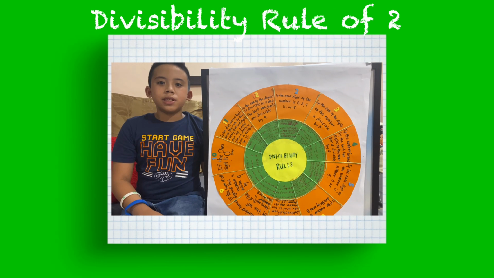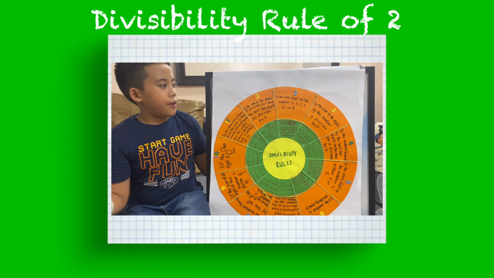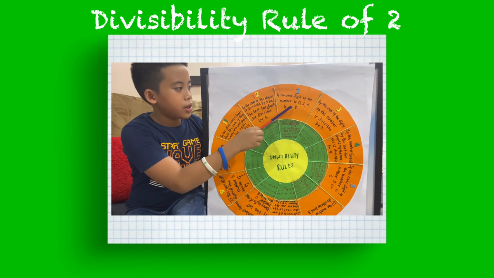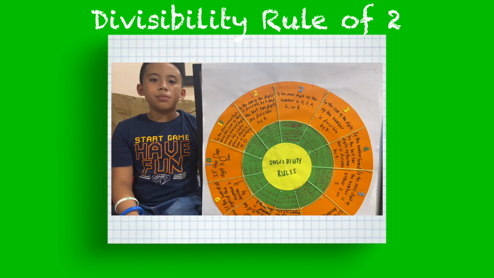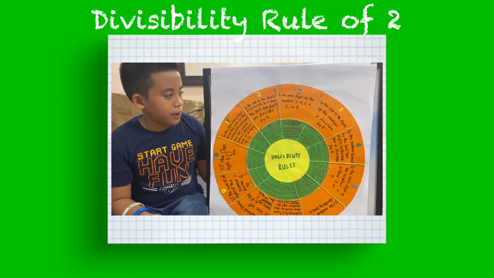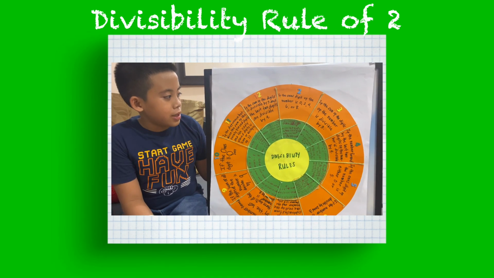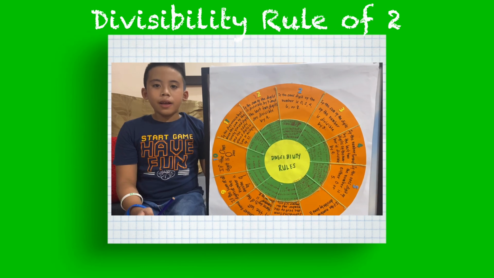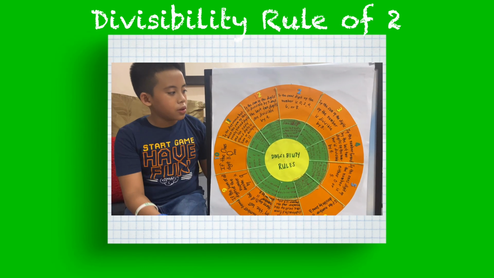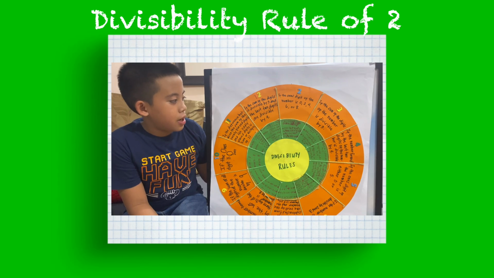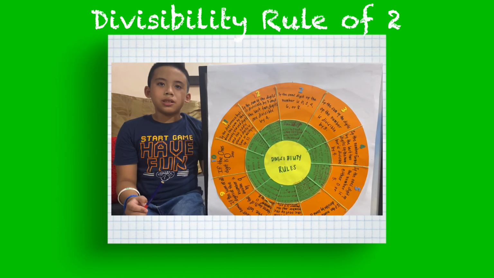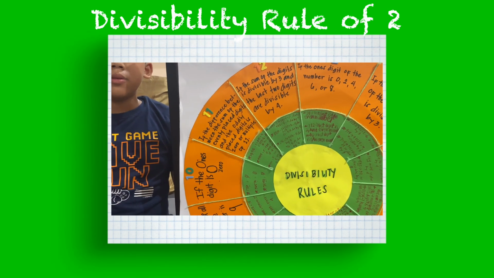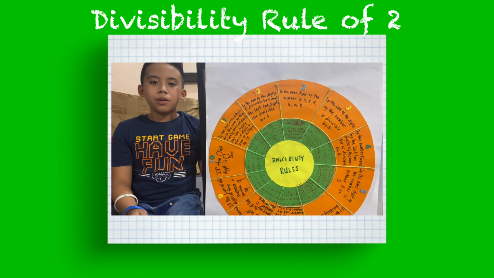Let's start with divisibility rule number 2. If the ones digit of the number is 0, 2, 4, 6, or 8, it is divisible by 2. Example, 24. The ones digit is 4 and 4 is divisible by 2. Therefore, it is divisible by 2. Another example is 312. The last digit is 2 and 2 is divisible by 2. Therefore, it is divisible by 2.